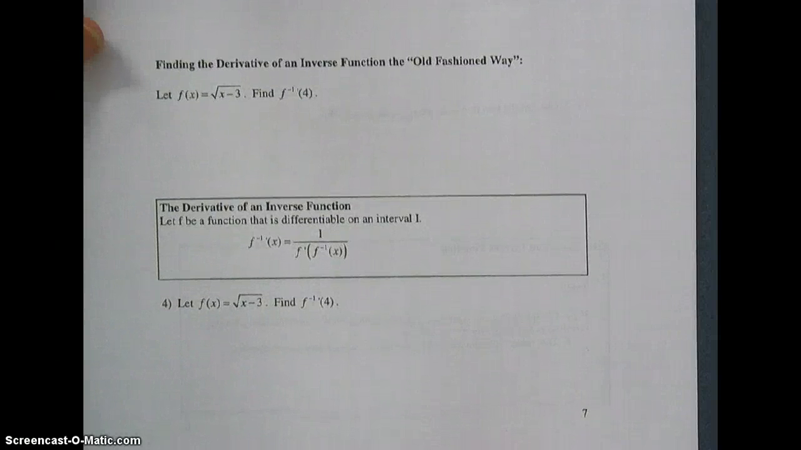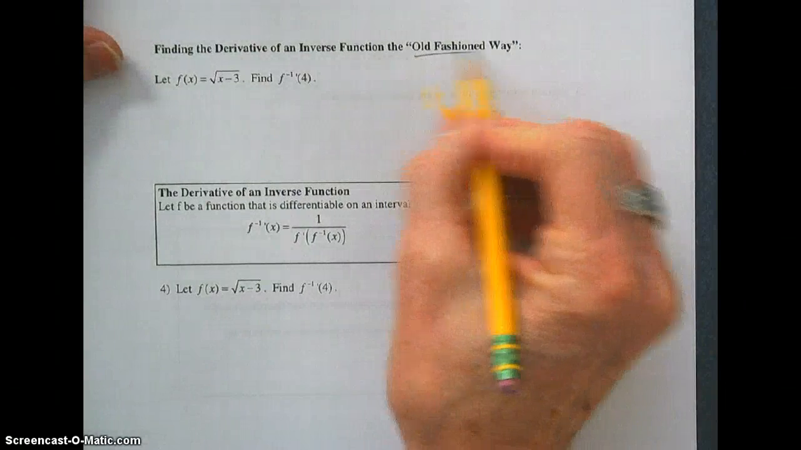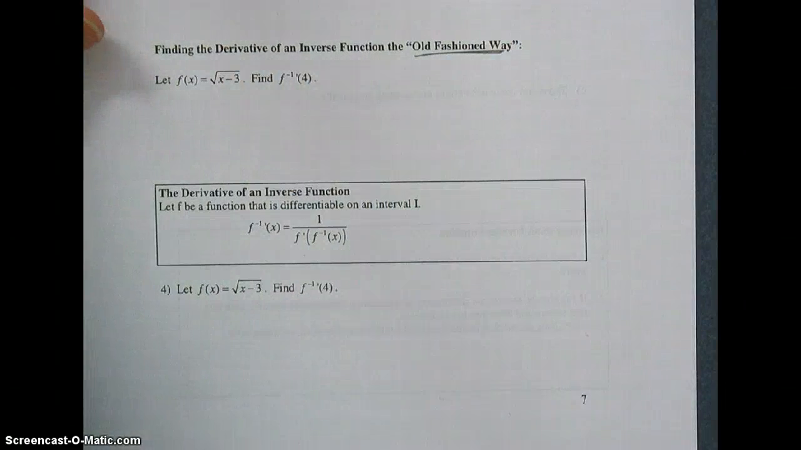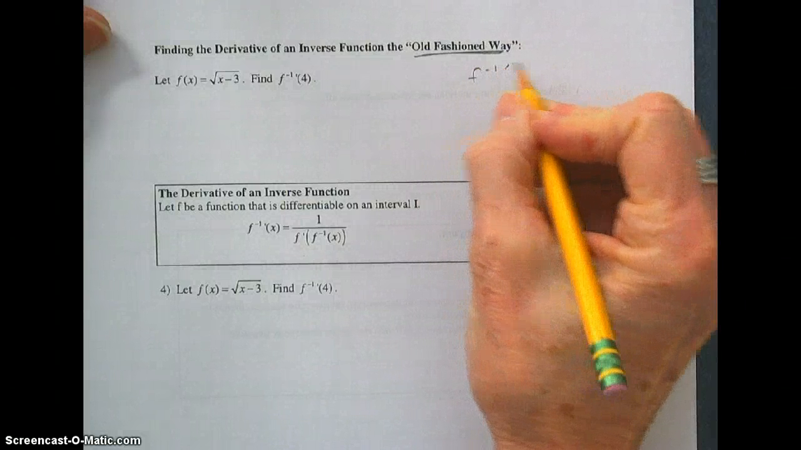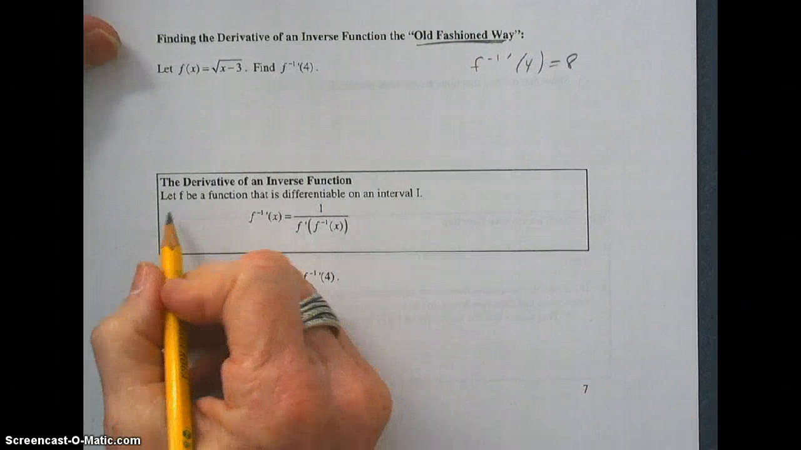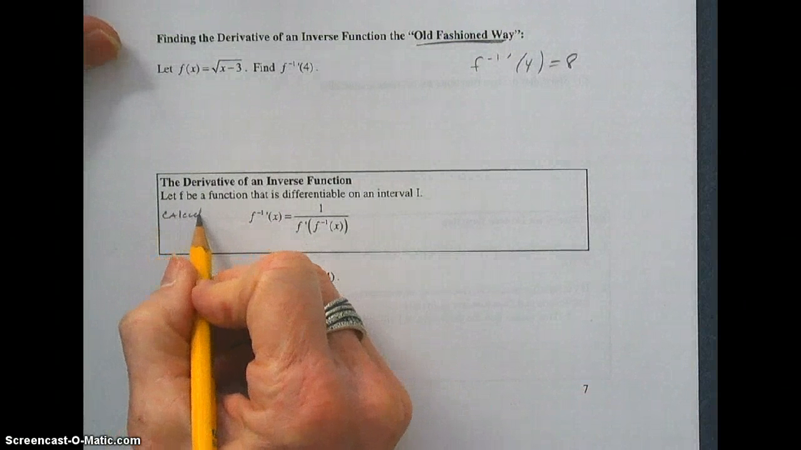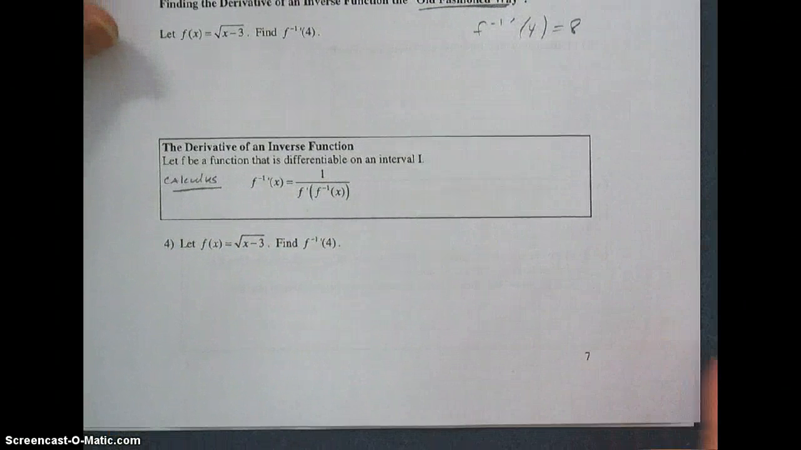Today we're going to do the second part of 5.3. Remember, we did it the old-fashioned way, and we found that the derivative of the inverse at 4 was equal to 8. So now let's look at the calculus way. In the calculus way, we're going to use this if it's not real easy to find the inverse.